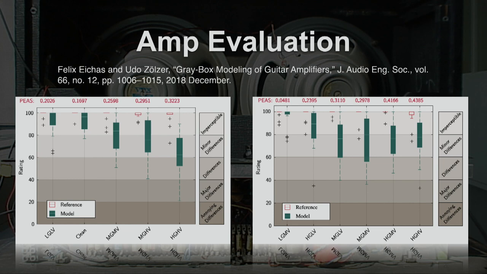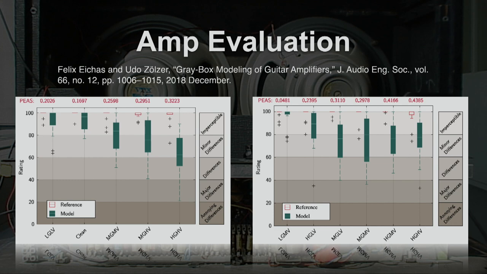And here you see two measures, and these are subjective measures with these box graph plots. Down here it's low volume clean, mid-gain mid-volume, high-gain high-volume. You see that from listening tests, very low-level distortion has a high rating, and if you go towards higher distortions, the rating gets worse. These are the box graphs which are shown.